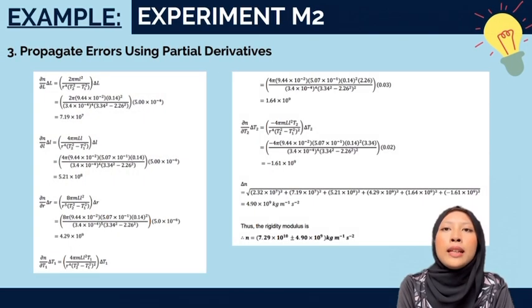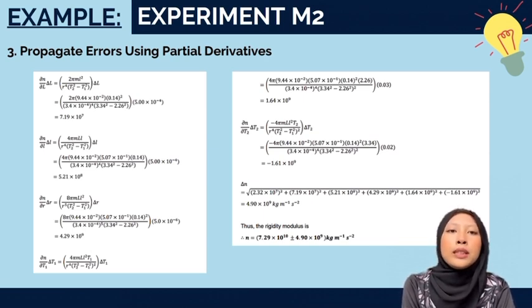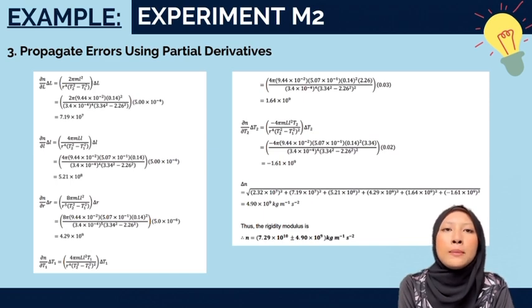After that, we propagate errors using partial derivatives for all variables. Therefore, we get the value of uncertainties of rigidity modulus, which is 4.90 times 10 to the power of 9 kilogram per meter per second squared. Thus, the rigidity modulus is 7.29 times 10 to the power of 10 plus minus 4.90 times 10 to the power of 9 kilogram per meter per second squared.